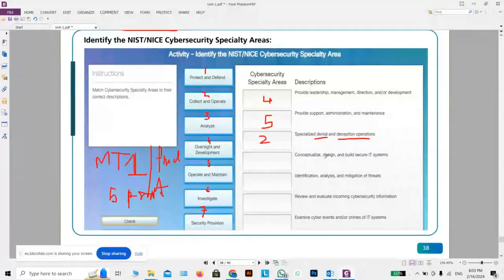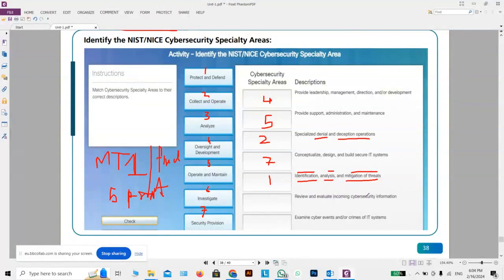So conceptual design, build. This is conceptualization of security for the information system. It's about design, procure. It's about security provision. Where is security provision? The seventh one is here. Identification, analysis, and mitigation. It's all about protect and defend, because we identify, we analyze, and we also mitigate. It means that it looks closer to protect and defend. Where is that? Protect and defend. Yes, number 1 here.